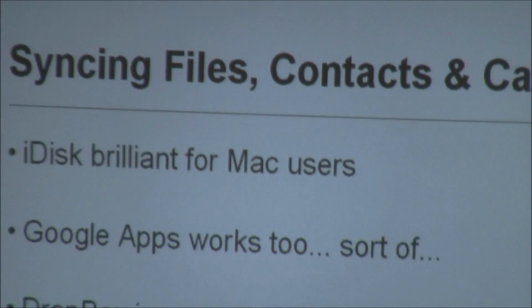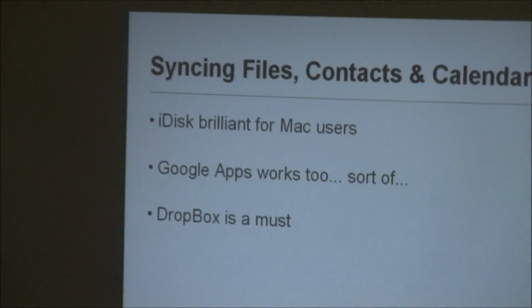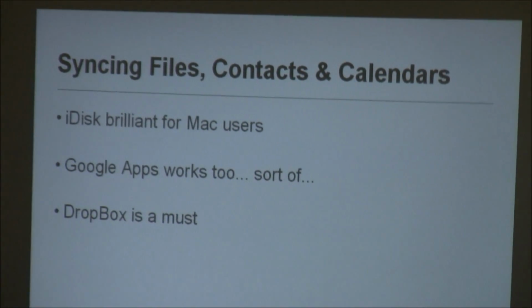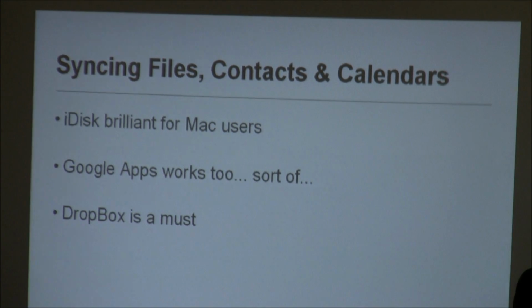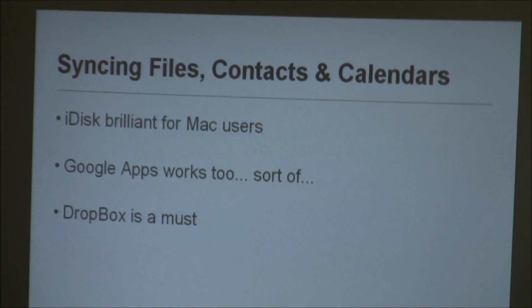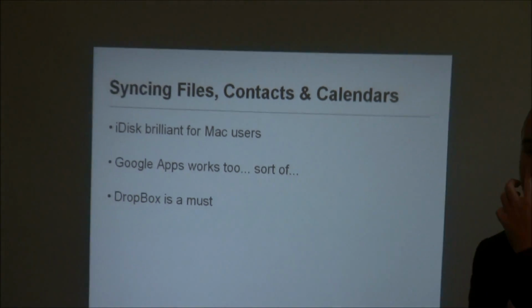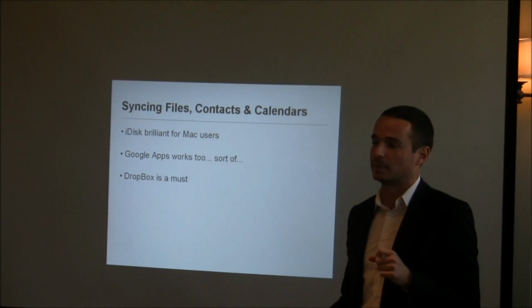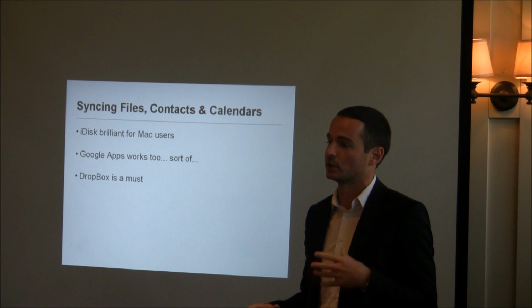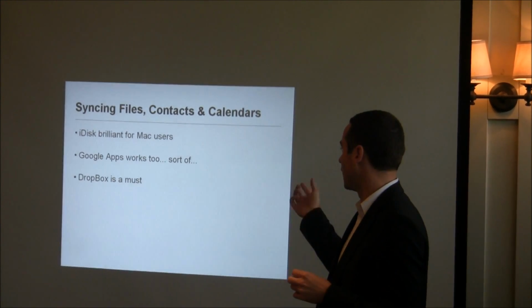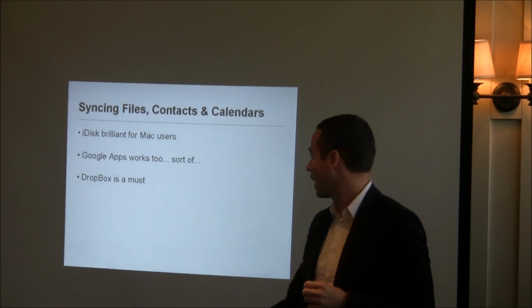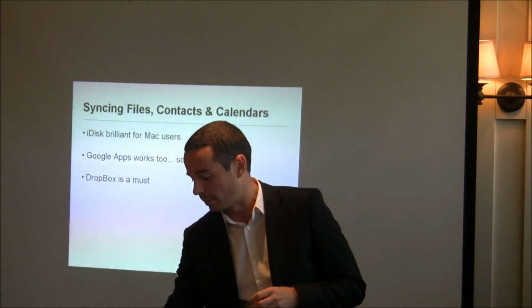So syncing files, contacts, and calendars, we kind of talked about all of this. For signing contracts on the go, which for me is one of the most interesting mobile applications, Dropbox is almost a necessity. You can sort of hack your way through it with other methods, but Dropbox is a seamless integration for contract files, which is great. Like I said, iDisk is brilliant if you're on that, and Google Apps sort of works.